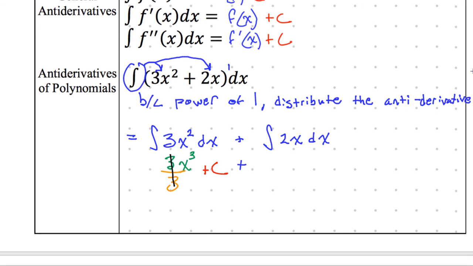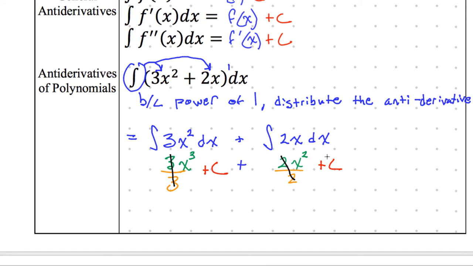What's happening on this side? It would be 2x to the second power, yep, plus c, divided by 2. Let's write that all down. Plus c divided by 2, and those 2's are nice. They cancel out. A lot of the time they don't cancel out. I was just being nice for the notes to show you that they do sometimes cancel out.